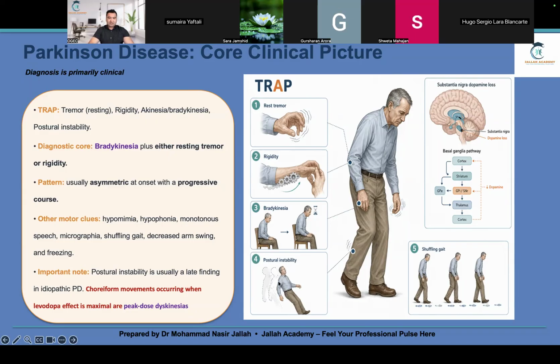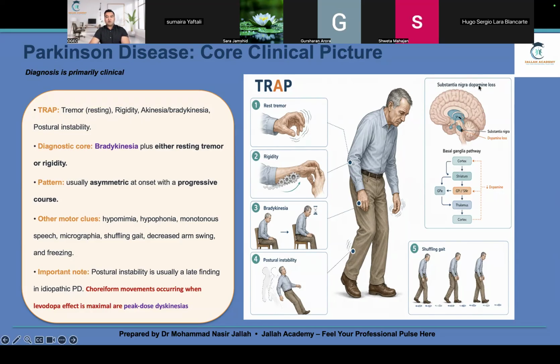And the reason the picture is like this, because the only special test for the balance that you can do is called the pull test. You pull the patient toward yourself and the patient will lose the balance, and you have to be able to hold the patient before the patient hits the ground. And substantia nigra, dopamine loss, please remember this.